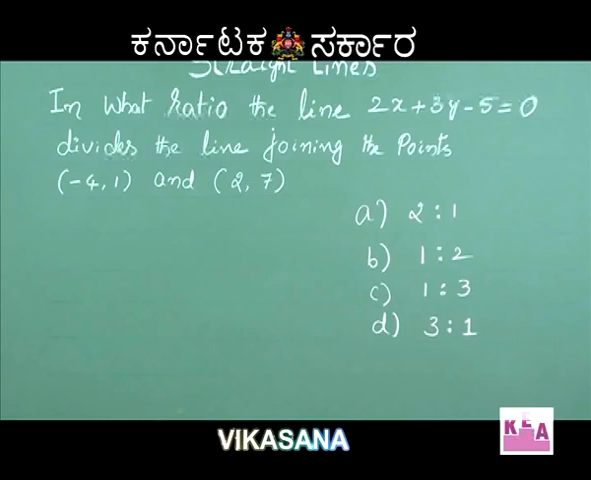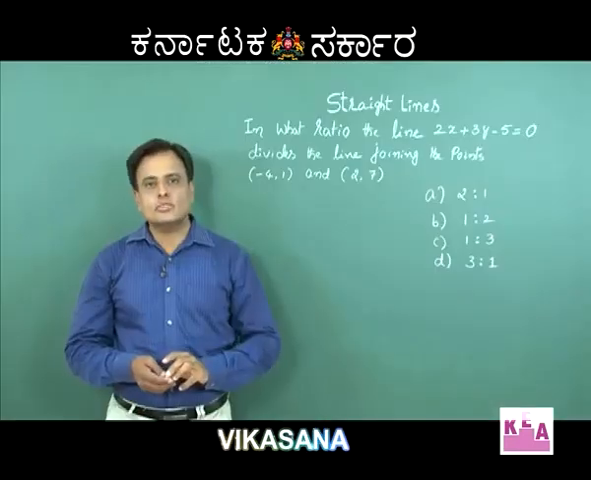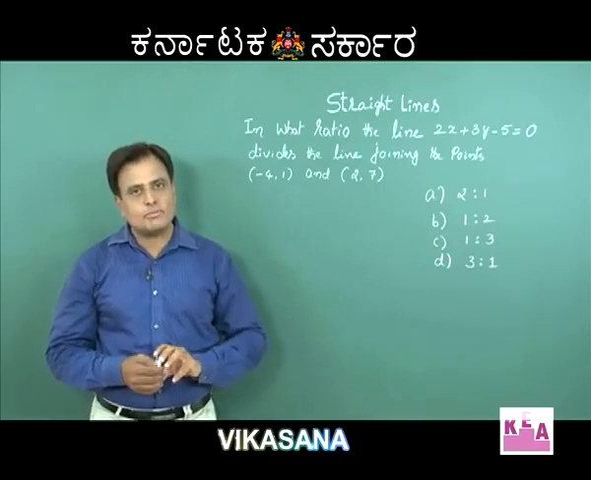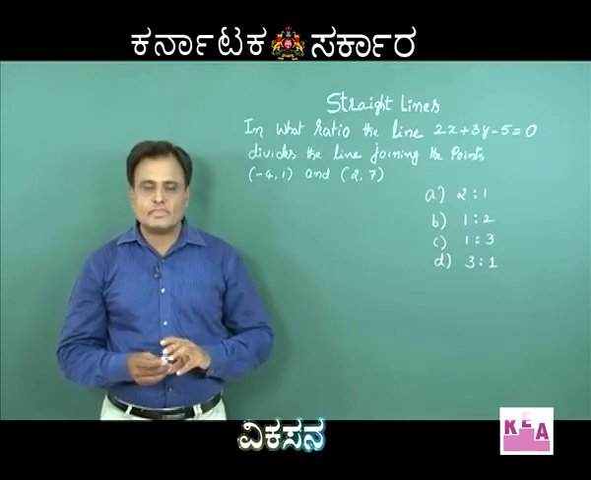Options are A, 2 is to 1; option B, 1 is to 2; option C, 1 is to 3; option D, 3 is to 1. Dear students, as you might be knowing, this question is based on the section formula.